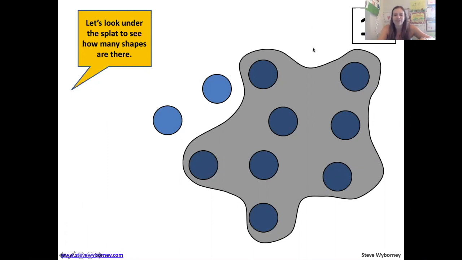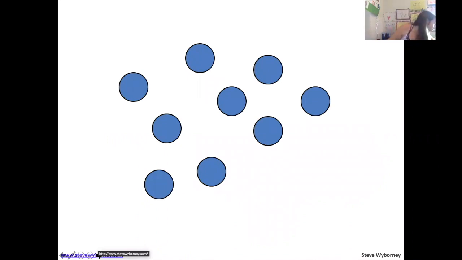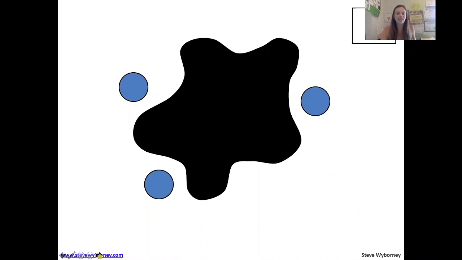Let's try another one. How many dots are there? Count them. Let's count together. 1, 2, 3, 4, 5, 6, 7, 8, 9. There are 9 dots in all. Splat! How many dots are under the splat? Use the dots left over to help you figure out how many are under the splat. You can say, my answer is, I know because.